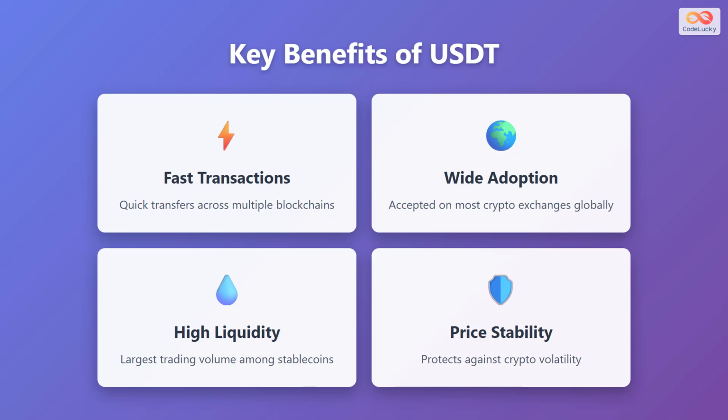While other cryptocurrencies can gain or lose significant value in a single day, USDT maintains its $1 value, protecting users from crypto market volatility.